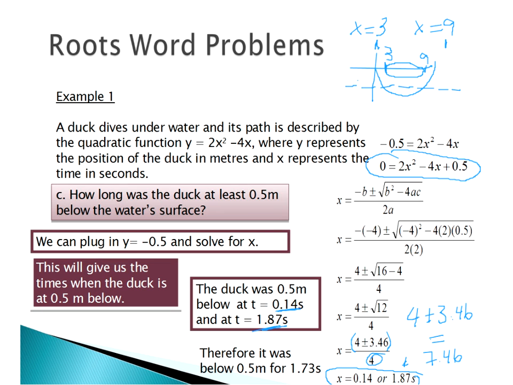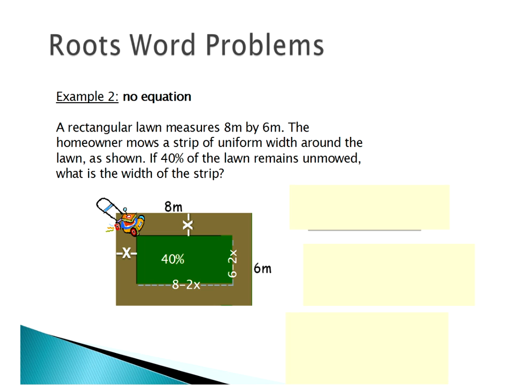Okay, so that's an example of an easy question, quote unquote. I don't think any of these are really easy, but it's easier because you have this equation given to you. So here's an example where we don't have the equation, we just have information.